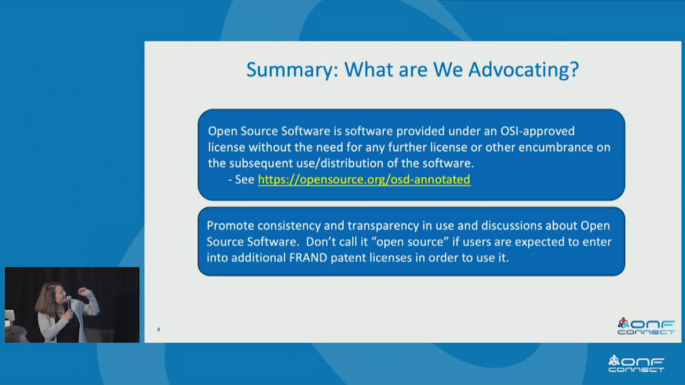So I think we've, I don't want to beat a dead horse, but open source software provided under an OSI-approved license should not require any further licenses or encumbrances. And secondly, don't call it open source if it isn't. We're fine with open, as Mike said. Open implementations of standards are just fantastic. But if it's not under an OSI-approved license, and only under that license, then don't call it open source. And with that, I'm not sure if we have any time for Q&As.